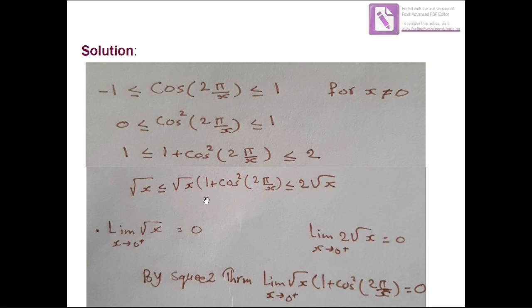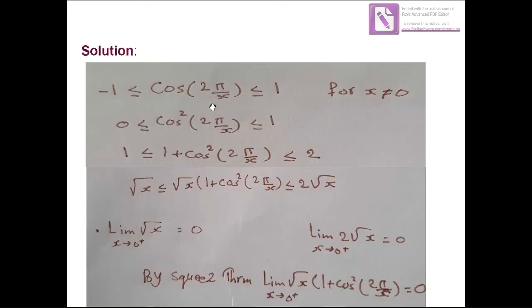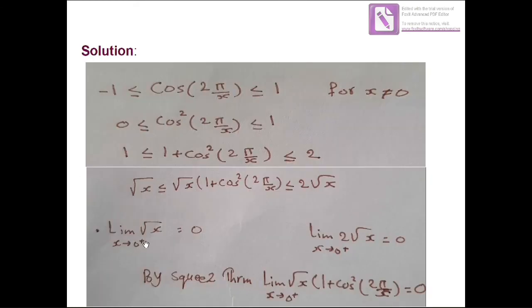Now if I compare this one, root x multiplied by 1 plus cosine square, here I have root x multiplied by 1 plus cosine square. So now I reach this function. I need to find the limit of root x and the limit of 2 root x when x approaches 0 from the right. So I will take the limit of root of x when x approaches 0 from the right, and the limit of 2 root of x when x approaches 0 from the right.